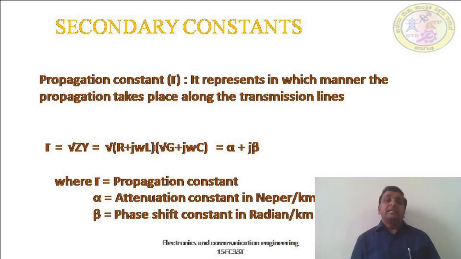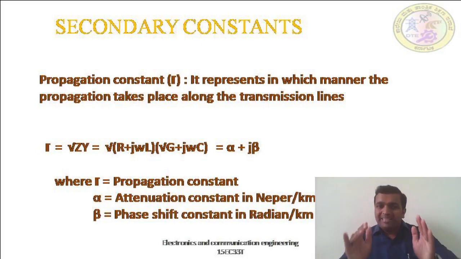It represents the manner in which the propagation takes place along the transmission line. Gamma can be given by root of z into y, where z is a series impedance. If I further simplify, I get root of r plus j omega l into root of g plus j omega c. And if I relate the real components, I get alpha or attenuation constant in terms of Napier per kilometer. And if I relate the imaginary components, I get beta or phase shift components in terms of radians per kilometer. Or gamma can be given in terms of attenuation constant plus phase shift constant.